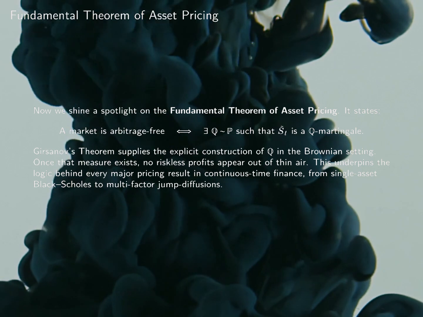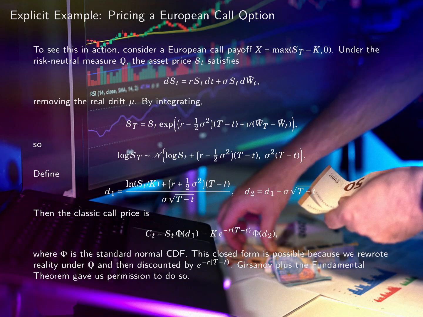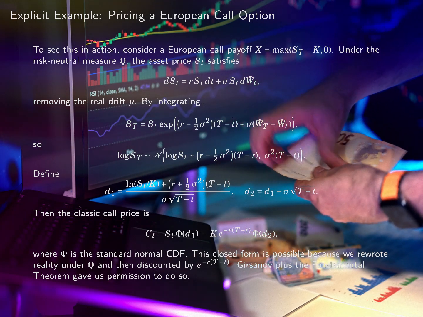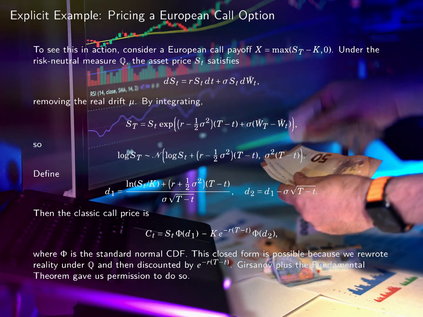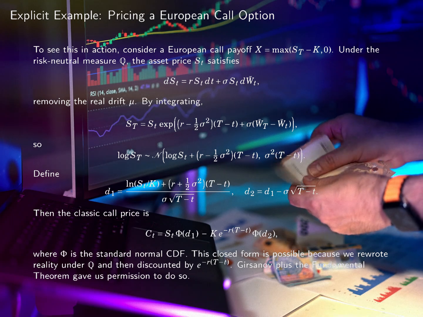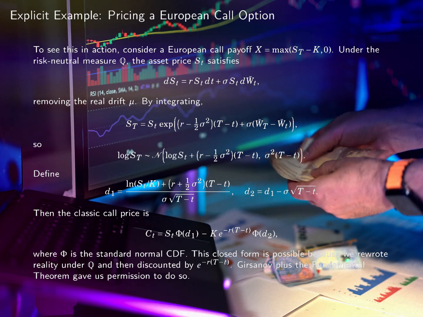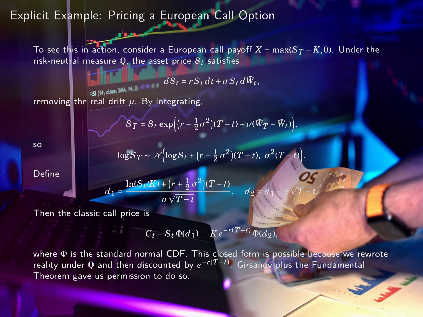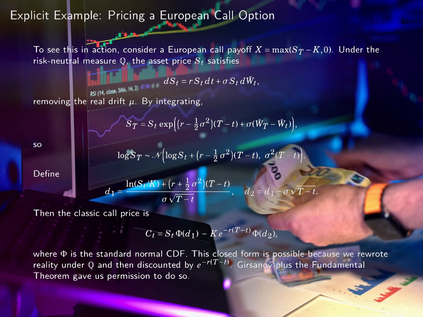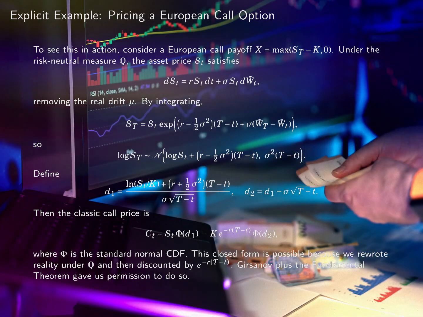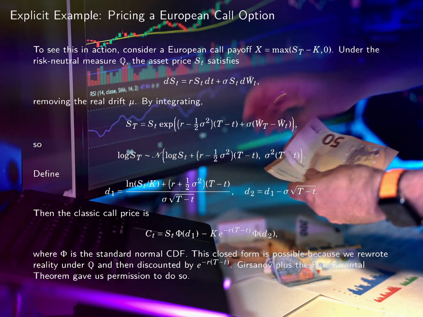Let's bring all the machinery together in one fully worked out example. Pricing a European call option. The payoff is capital X equals maximum of capital S sub capital T minus capital K, comma 0. That's the usual call option payoff at time capital T. Under the risk-neutral measure, the real-world drift mu has vanished, replaced by the risk-free rate, r. Integrating this gives us the terminal price, capital S sub capital T. This means the log of capital S sub capital T is normally distributed. That's lognormal dynamics under capital Q.